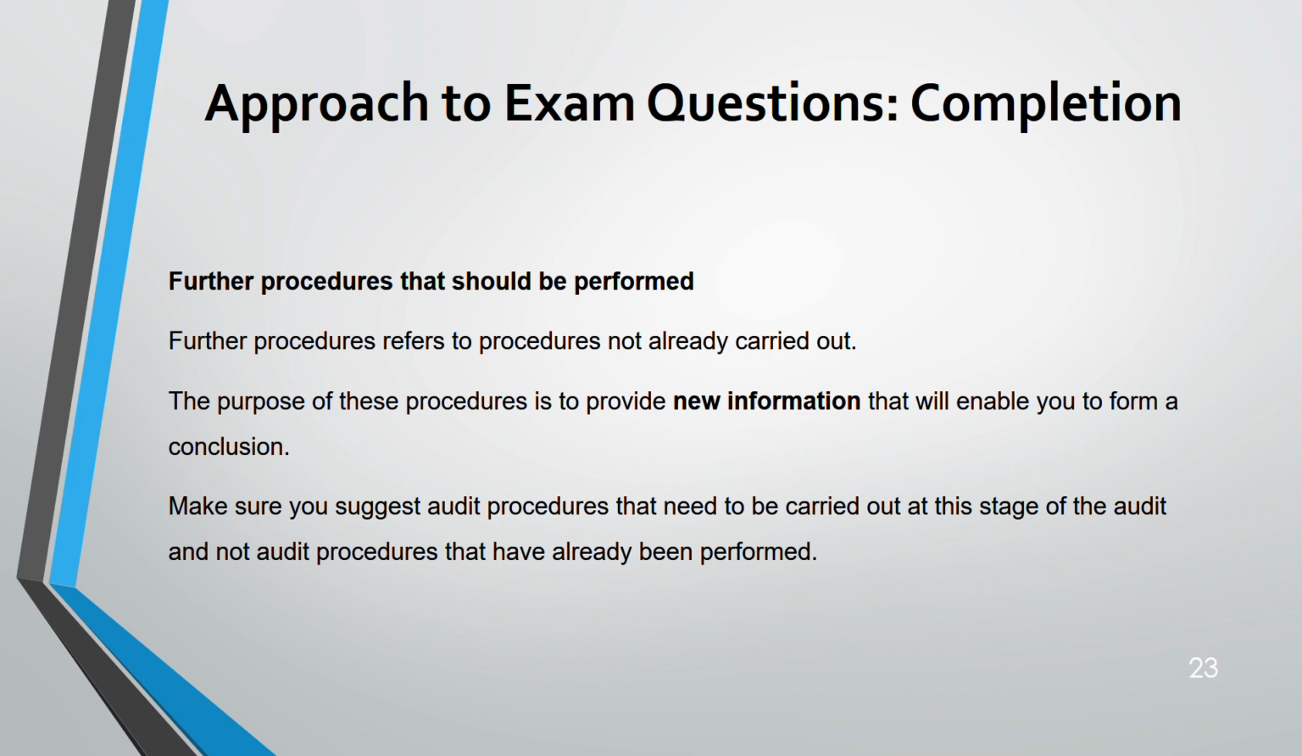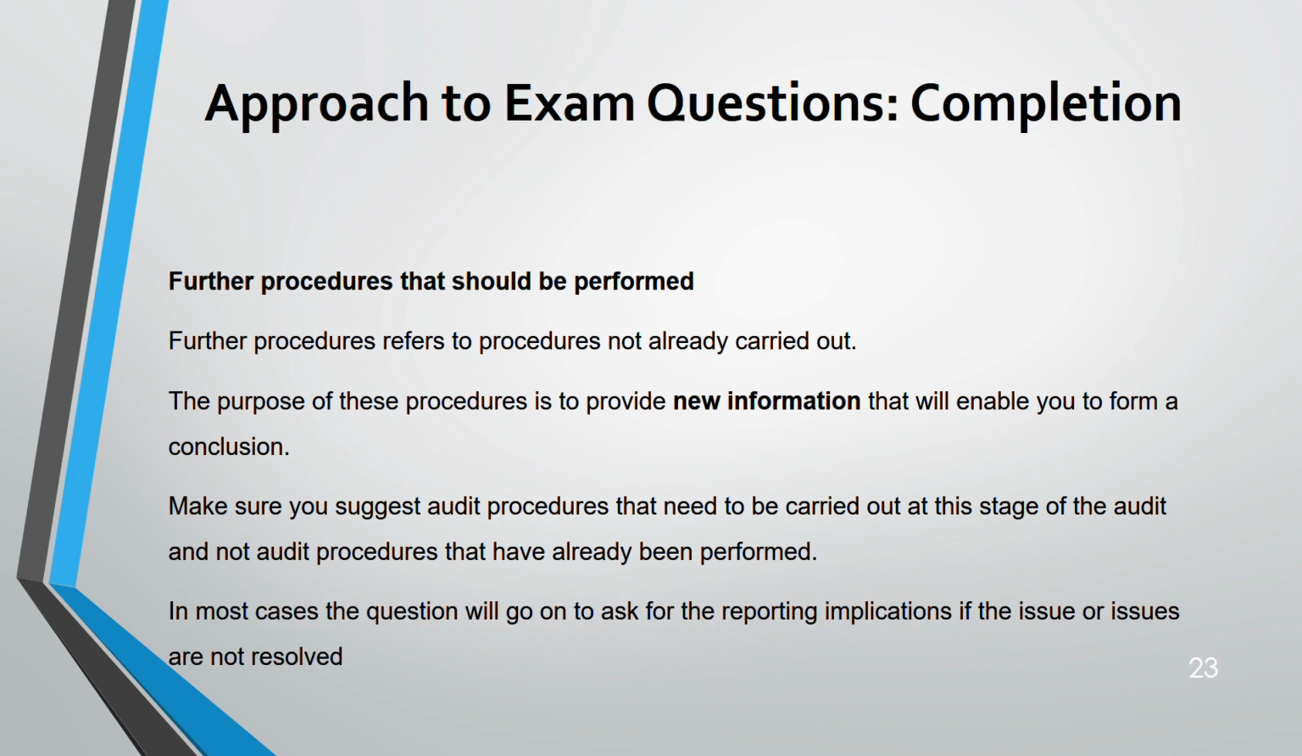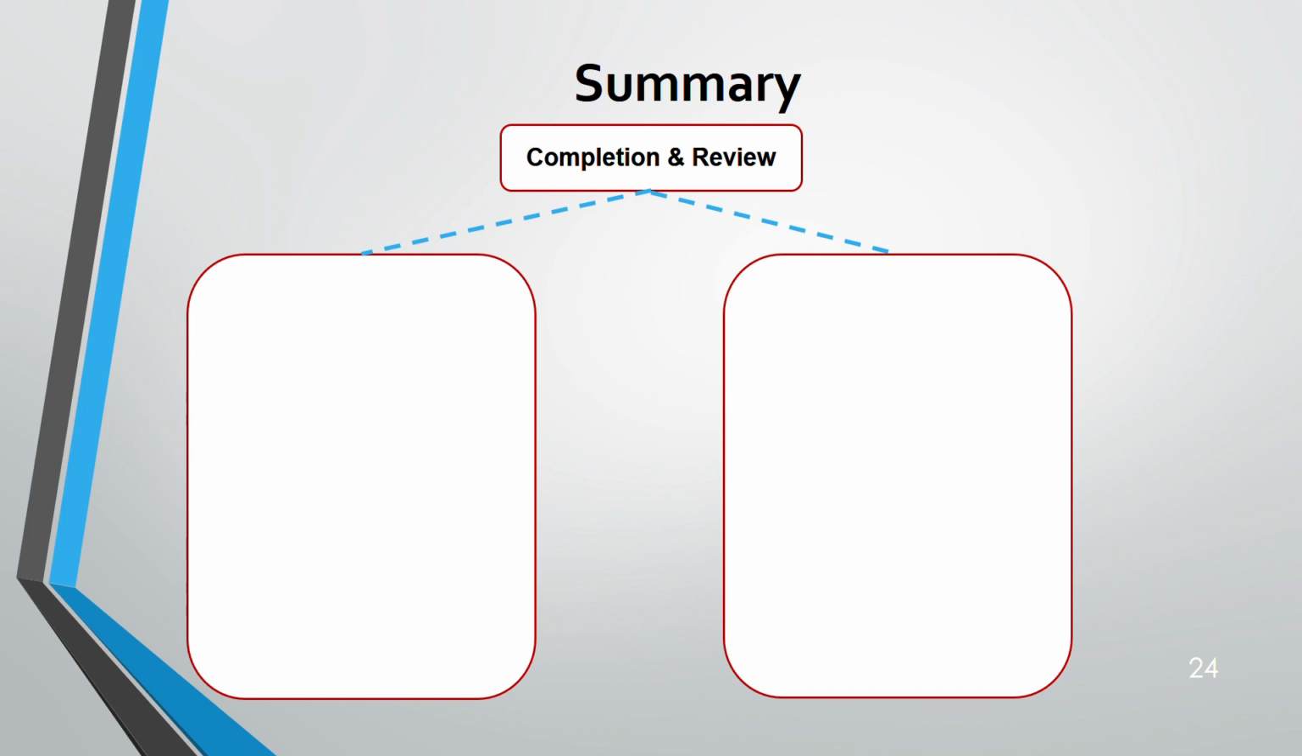Okay, and in most cases, the question will go on to ask for the reporting implication if the issues are not resolved. For example, through further audit procedure, you are not able to come to a conclusion. Okay, what are the reporting implications? That means the impact on the auditor's report, the auditor's opinion. So that's it for this lecture.